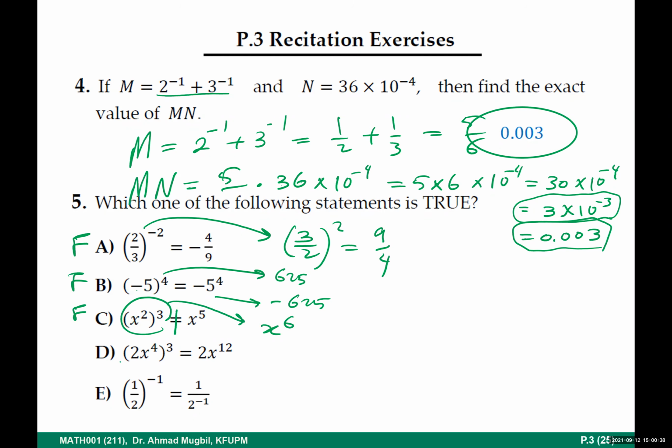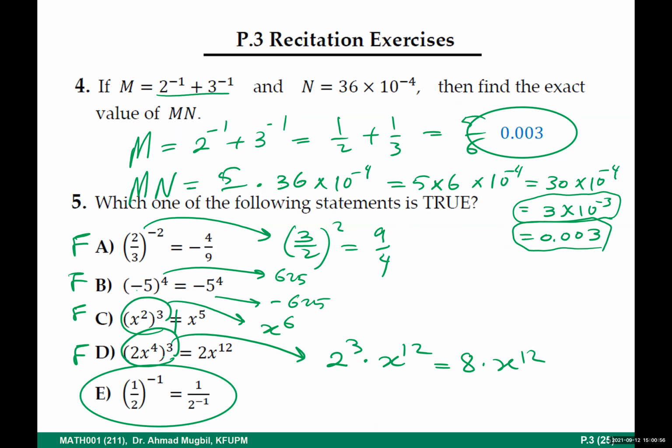X to the power 6, not x to the power 5. Here, this is 2 to the power 3 times x to the power 12. So this is 8 times x to the power 12, not this. So he forgot to raise to the power. So which statement is true is the last one. Why is it true? Look at the half to the power -1. It is just the reciprocal of a half, which is 2. Similarly, 1/2 to the power -1 is 1/2, which is 2 also.